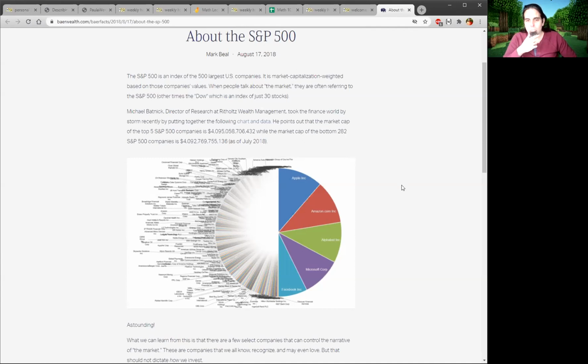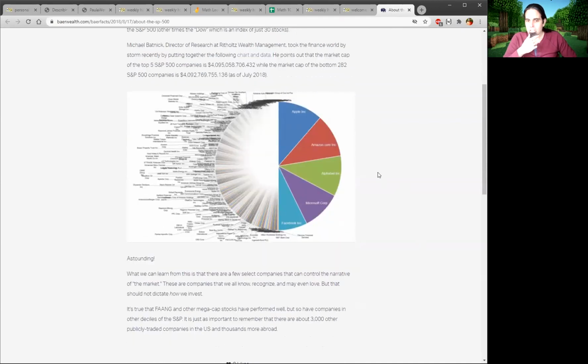But Mark Beal wrote this blog post that said, don't imagine that when you buy an S&P 500 exchange traded fund, you're getting equal shares of 500 companies. The bigger the company is, the more of the exchange traded fund will be represented. So he made this pie chart, and you can see that most of what you're buying are Apple, Amazon, Google, Microsoft, and Facebook, and all the other 495 companies are tiny little slivers of the pie chart.